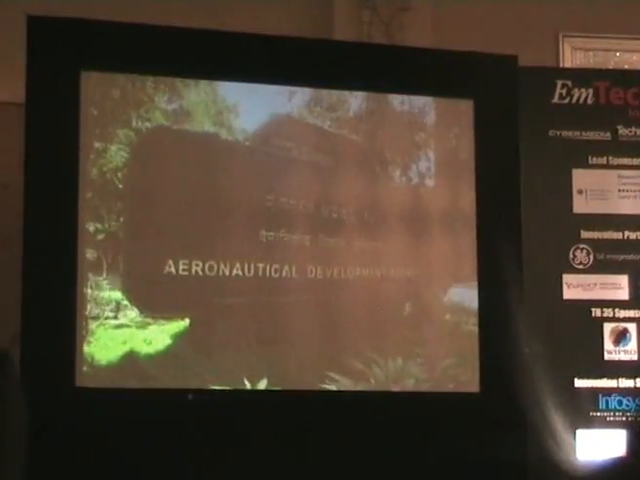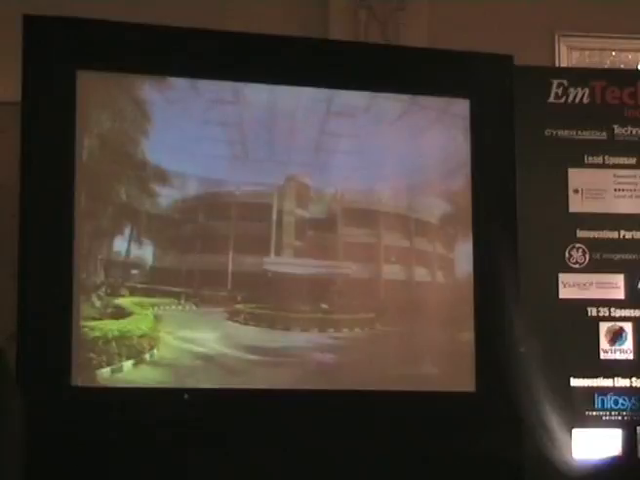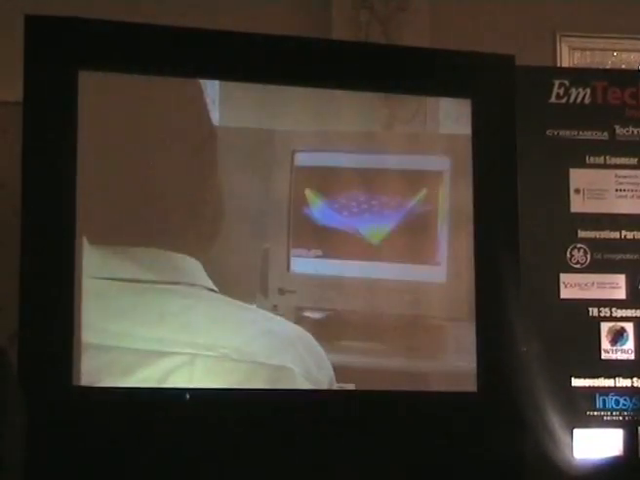The Aeronautical Development Agency, or ADA, of the Department of Defense R&D is the nodal agency for the design and development of the light combat aircraft.